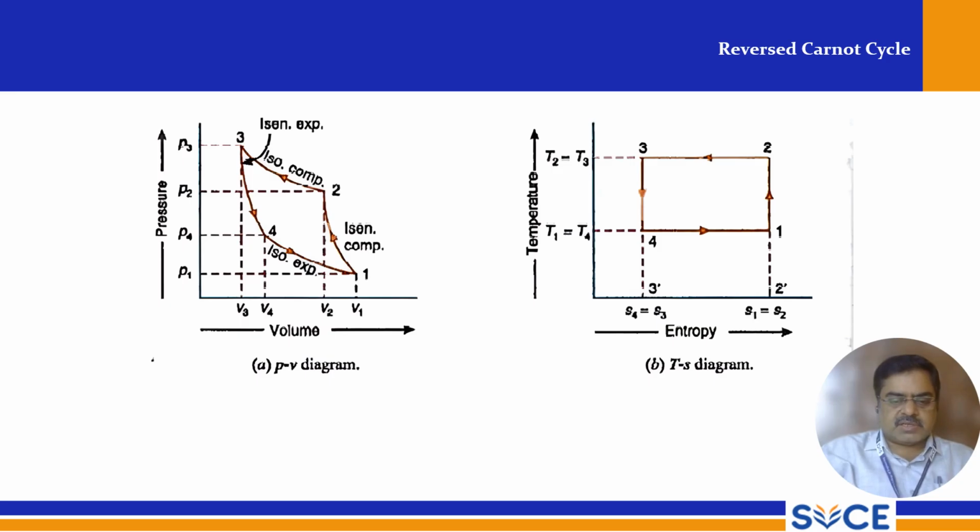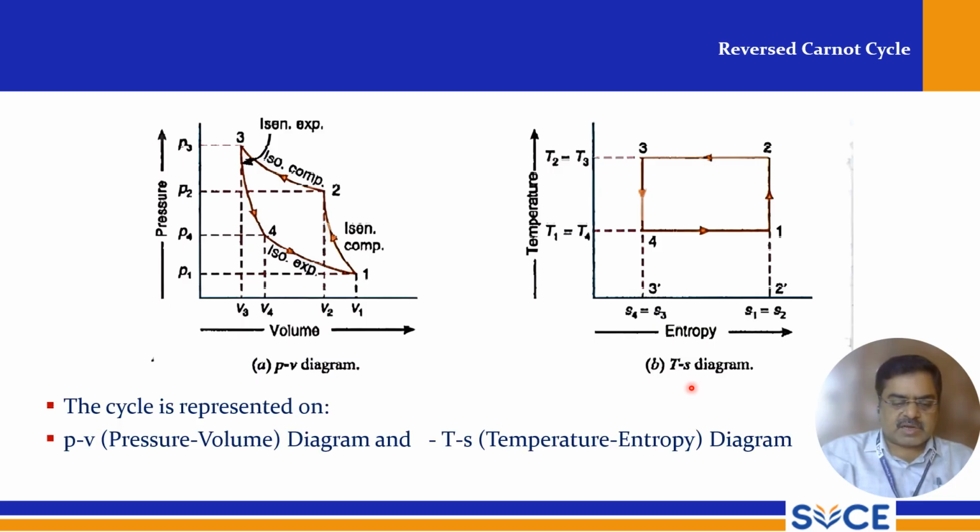So this is the cycle, and these are the two diagrams. I can explain all this in four steps. There are four processes happening. This is the PV diagram, pressure-volume diagram, and the TS diagram, temperature-entropy diagram. The cycle is represented on the PV diagram and the TS diagram.